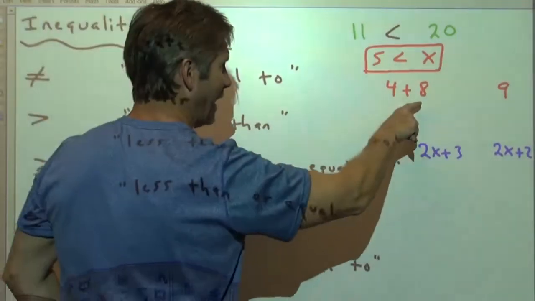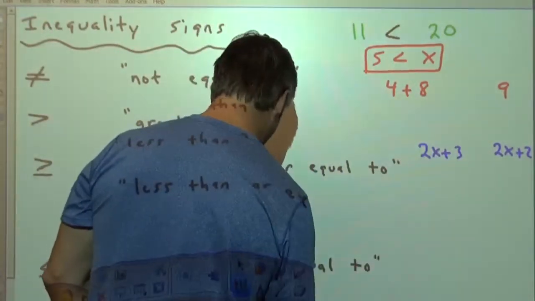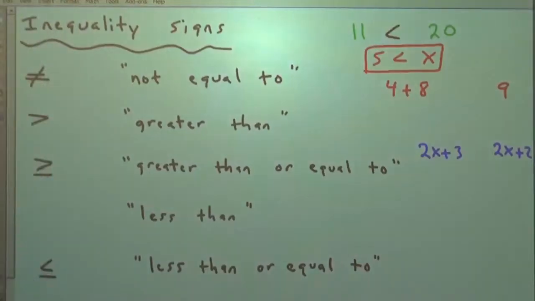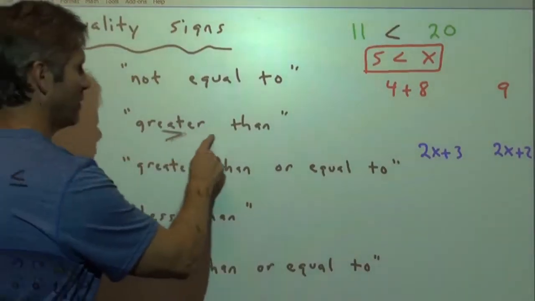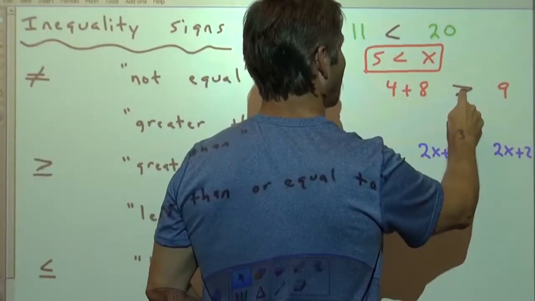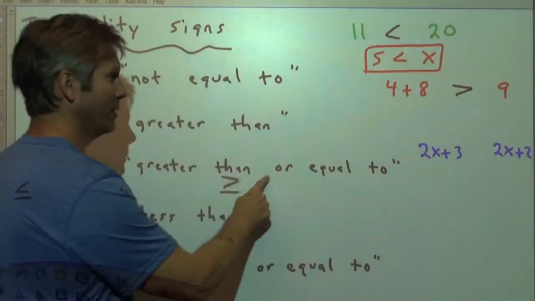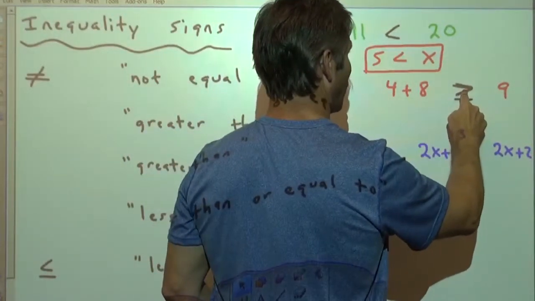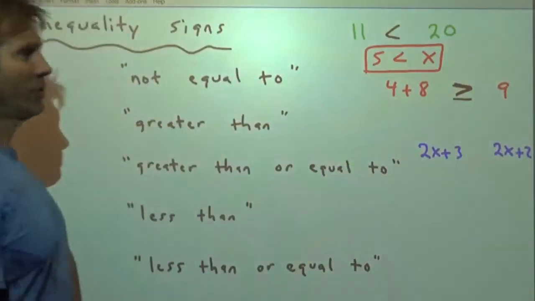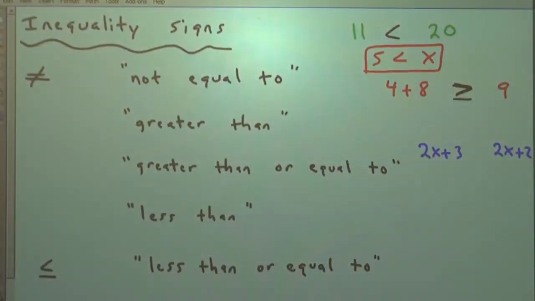Now 4 plus 8, that's 12 and that's 9. So how do they compare to each other? Well, 12 is greater than 9, so we could use this sign right here. Now technically, do you also agree we could even use this sign if we wanted to? We could say that it is also greater than or equal to the 9. That would not be an incorrect statement.